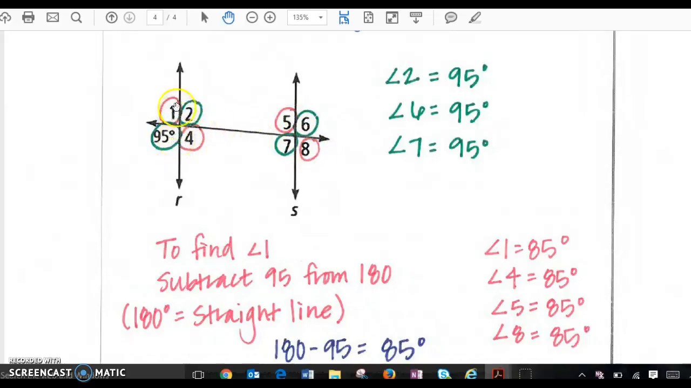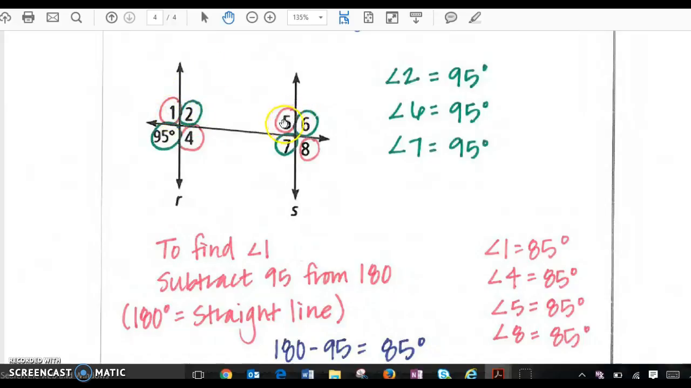I know that this is a straight line right here. So when I add up 95 degrees plus whatever the measure of angle 1 is, the total has to be 180 degrees to make the straight line. So to find angle 1, take 180 and subtract the 95 degrees that you know, and the answer is 85. So angle 1 is 85.